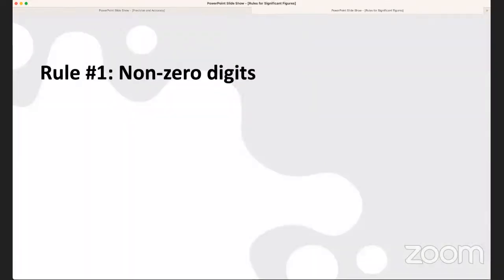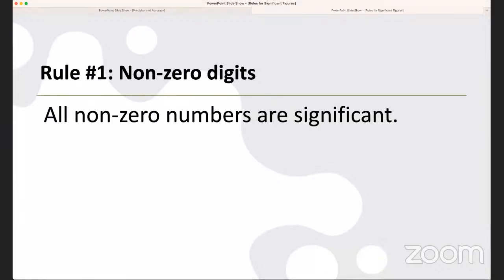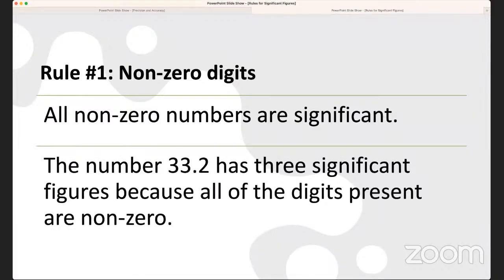So rule number one governs non-zero digits. All non-zero digits in any measurement are significant. So this number has three significant figures because all of the digits are non-zero. If a number had 10 non-zero digits in it, then all those 10 non-zero digits will be significant.